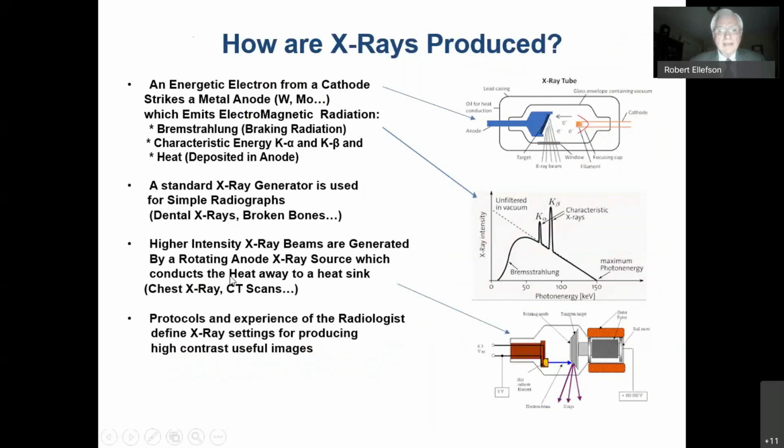Okay, higher intensity X-ray beams can be generated by using a rotating anode X-ray source, which conducts heat away from the device because of all of the energy that's deposited as heat. You need to carry it away with a high flux X-ray beam. And these beams are used in chest X-rays or CT scans, which we'll see in a minute. But the protocols and experience of the radiologist define what the settings should be for a particular X-ray generator in order to produce high contrast, useful images.